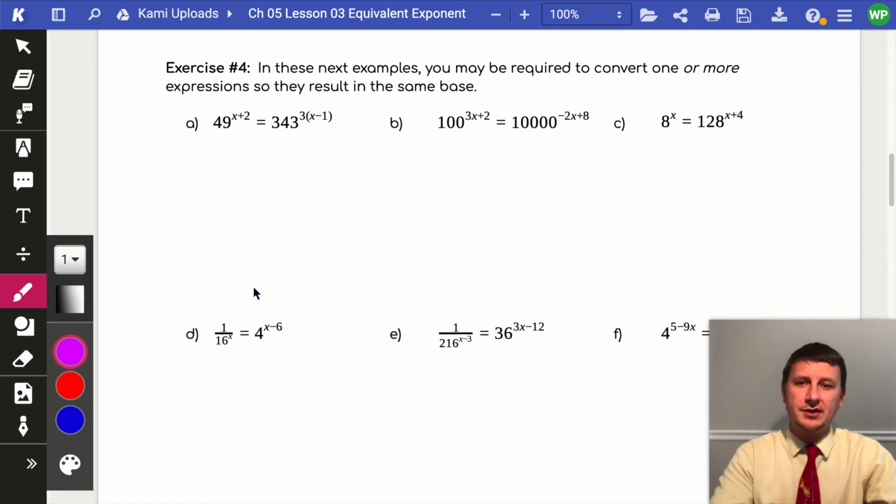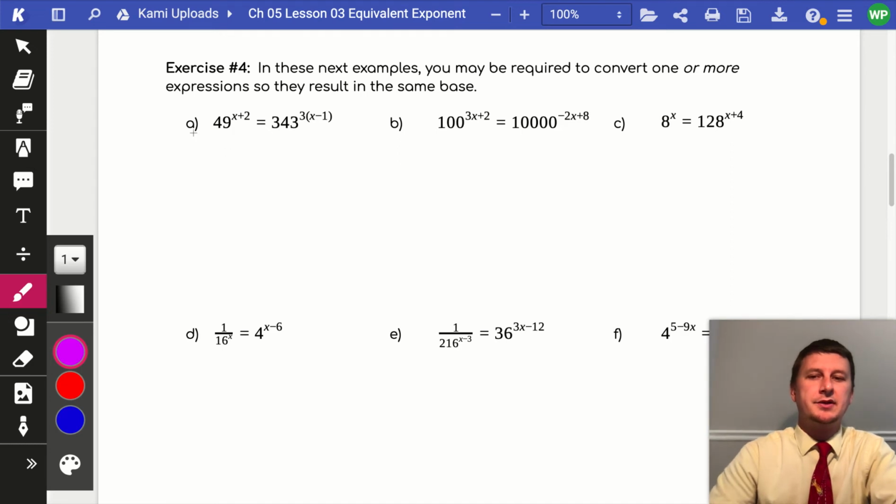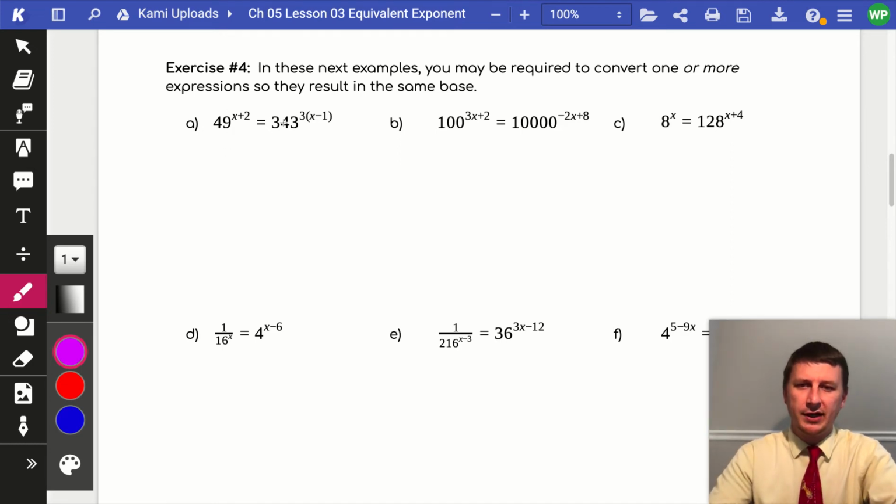In this video, we're going to be continuing on with equivalent exponential expressions. We're going to be looking at exercise number 4, where it says in these next examples, you may be required to convert one or more expressions so they result in having the same base. So we look at exercise 4, part A, and we see our bases are 49 and 343.